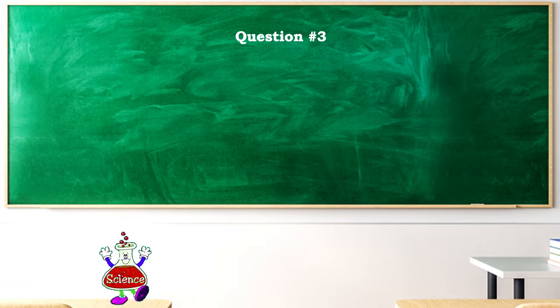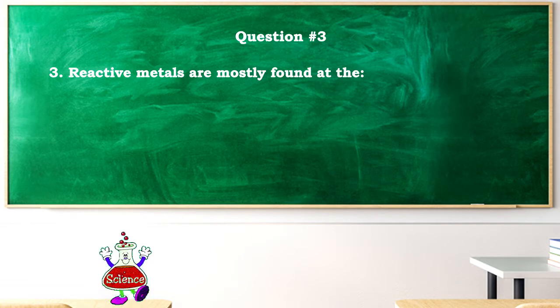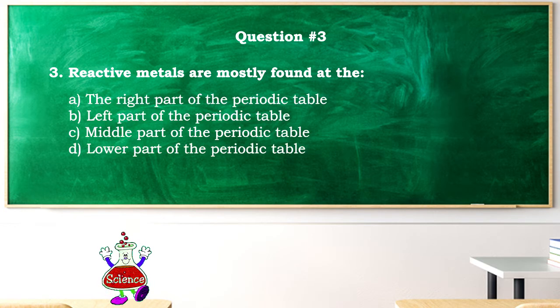Question number 3. Reactive metals are mostly found at the A. The right part of the periodic table, B. Left part of the periodic table, C. Middle part of the periodic table, D. Lower part of the periodic table.